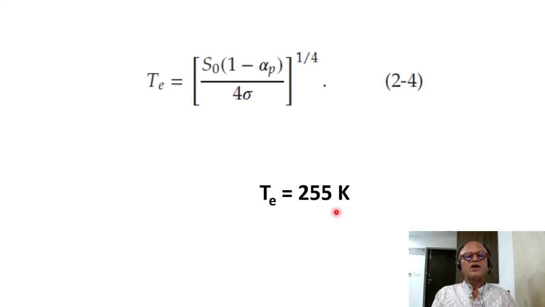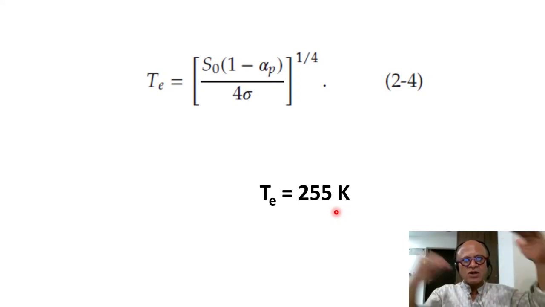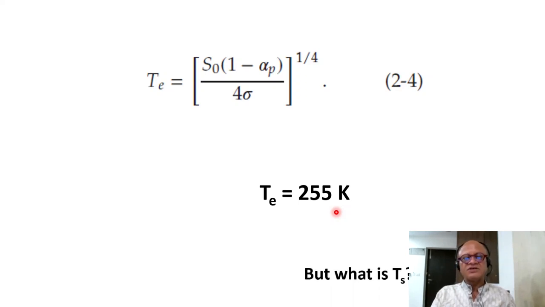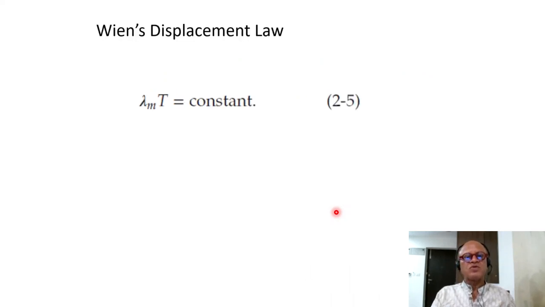But we are interested in what's happening at the surface, because the surface temperature is not just about short wave coming in and long wave going out, but there are a lot of things happening in the atmosphere in terms of greenhouse gases. What is the surface temperature? That's what we want to know.